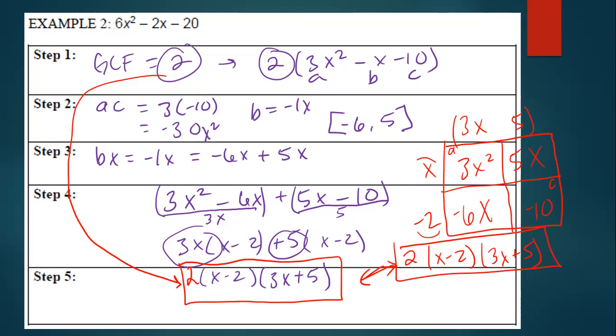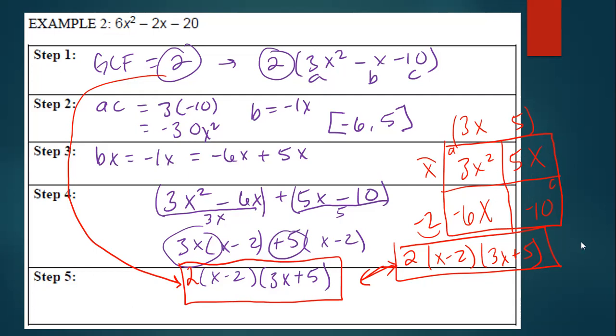Does it matter which one you go? No, it does not. If you are a box, here you go. Make sure your A term goes in the first box. Your C term goes in the bottom box. And your X's that work go diagonally. Does it matter where you put those X's? No, it does not. They could be switched.